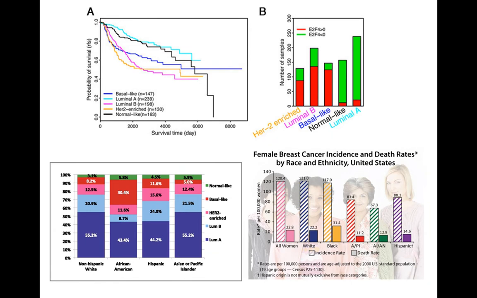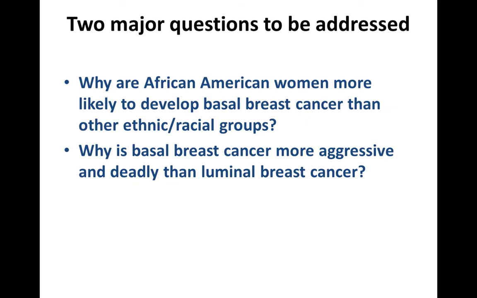So this really leads to two very important scientific questions, only one of which I'll talk about today. The first one is, why are African American women more likely to develop basal breast cancer than other ethnic or racial groups? When we talk about these sorts of issues, there are two general possibilities. It's genetics, genomics, or it's environment. We certainly have a lot of people who are looking at genetic influences of disease susceptibility. We have some of those folks doing nice work on that here.